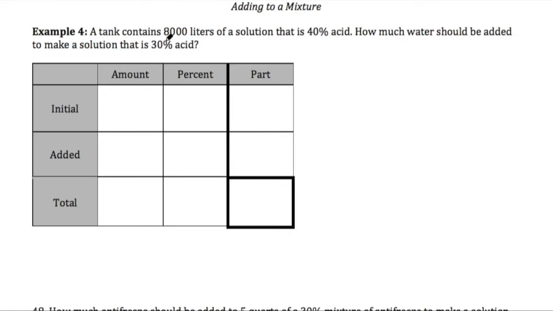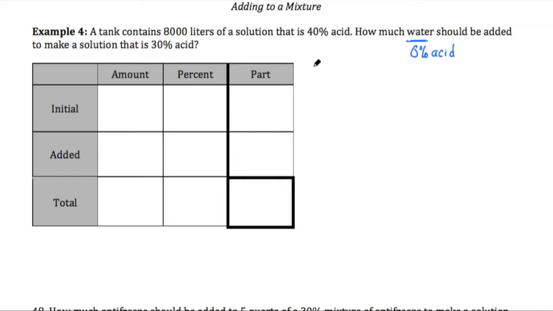So let's look at the first example. It says a tank contains 8,000 liters of a solution that is 40% acid. How much water should be added to make a solution that is 30% acid? Okay, so for this first example, one thing we'll note is that we're adding water. Anytime you're adding water, we're going to consider that to be like 0% acid. So we're adding a 0% acid solution. We'll talk about a separate situation where we're adding 100% acid solution.